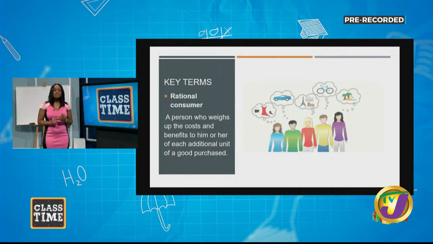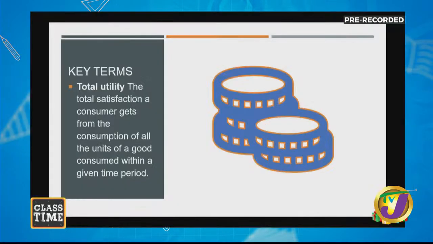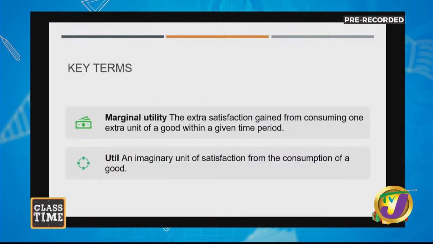There is also the concept of total utility. And the utility there is making reference to satisfaction. So total utility looks at the total satisfaction that you get from consuming a good or a service. So the total utility will include all the different satisfactions you get per unit, sum them up, and that will be your total utility.